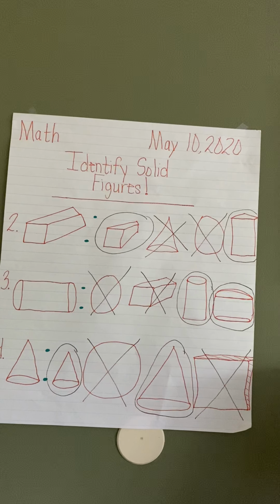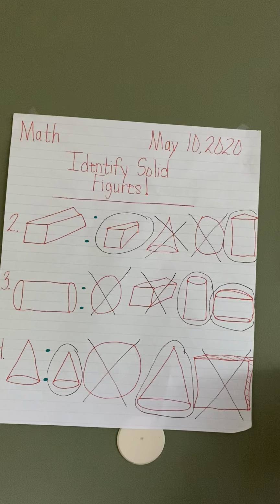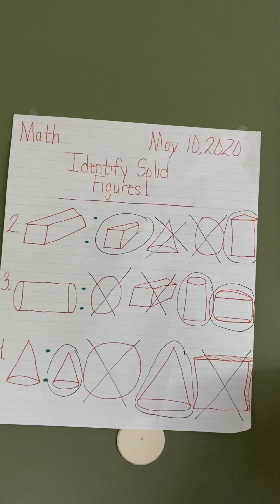So now, before I end the video, let's go ahead and look on the back. On the back, it says independent practice, which means that this is the part that you will do on your own. The directions say to circle the objects that have the same shape and cross out the objects that do not belong.